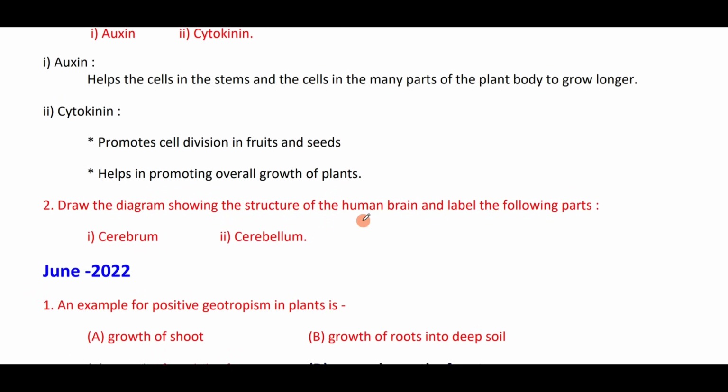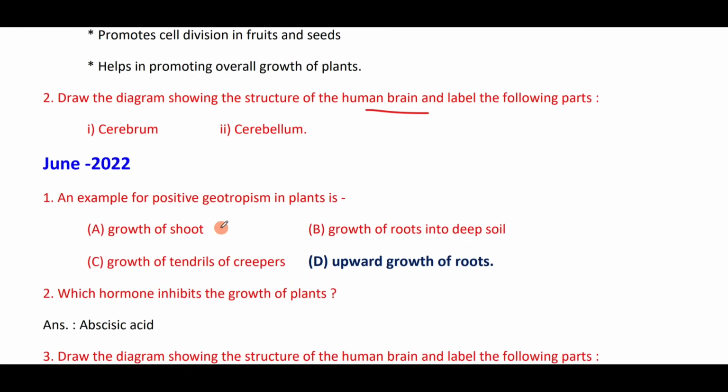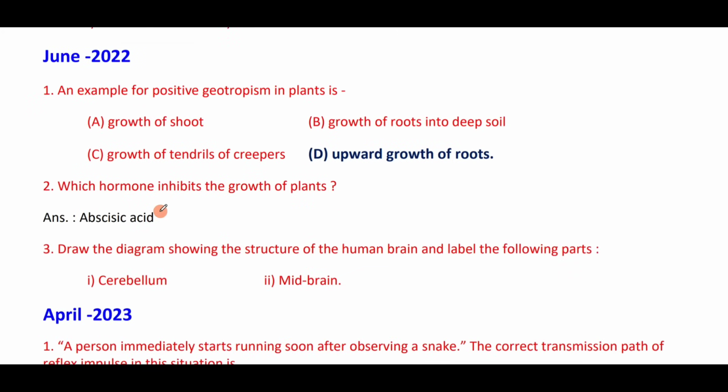See, again the question has been repeated. Human brain, do practice well. An example for positive geotropism is the upward growth of roots. Which hormone inhibits the growth of plants? It is abscisic acid. See, again the human brain diagram has been repeated.